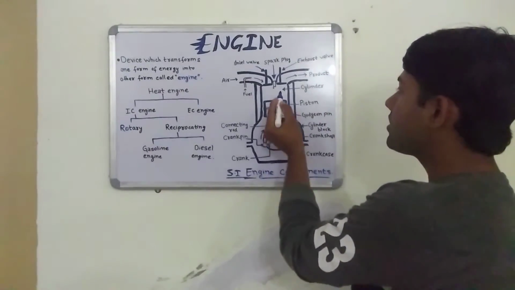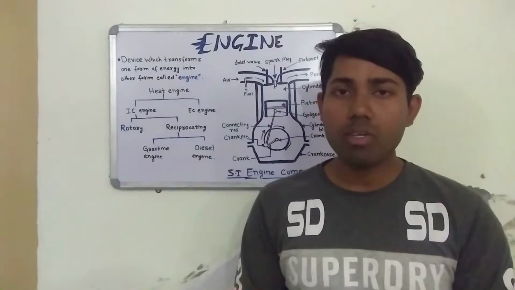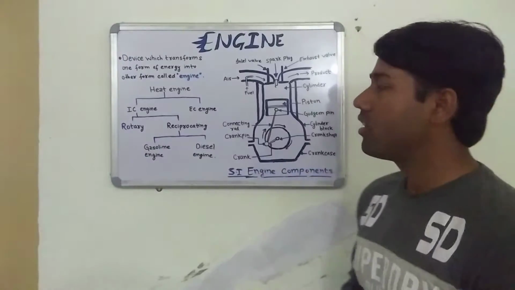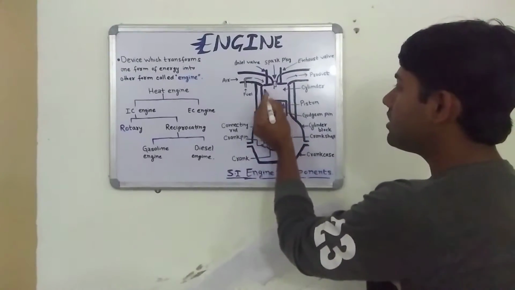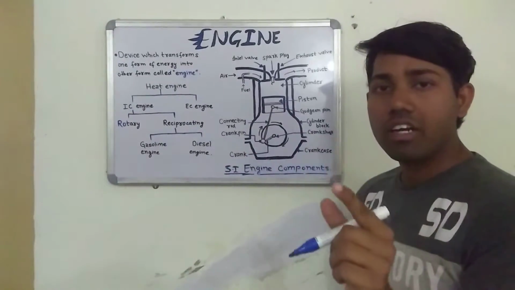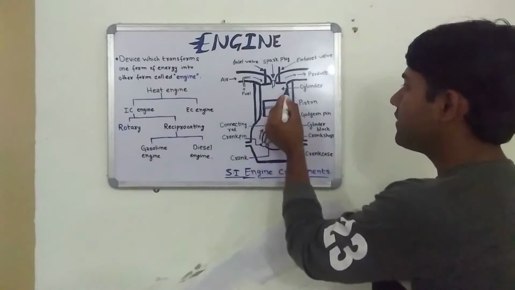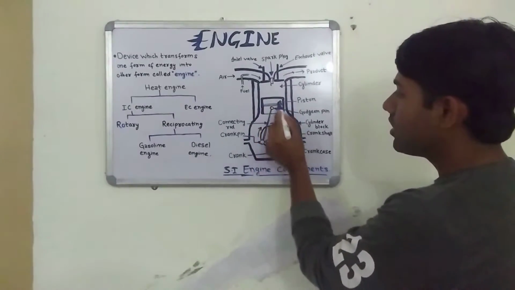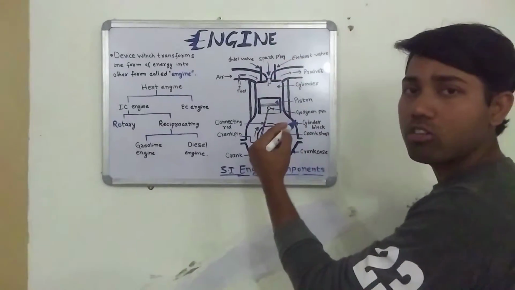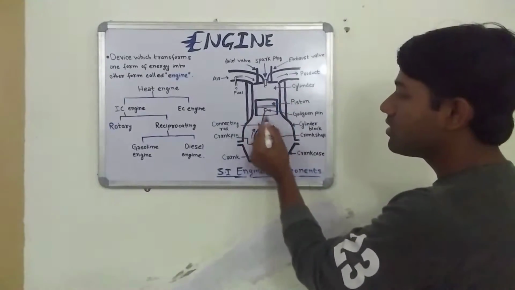Then the second one is the cylinder. This is called a cylinder. By the name, a cylinder is a cylindrical vessel in which a piston reciprocates. As you can see in this figure, this is a cylinder and this is a piston. Piston is a cylindrical component that reciprocates inside the cylinder. Then this piston reciprocates, that is, it goes up and down, up and down. So it is called reciprocating.